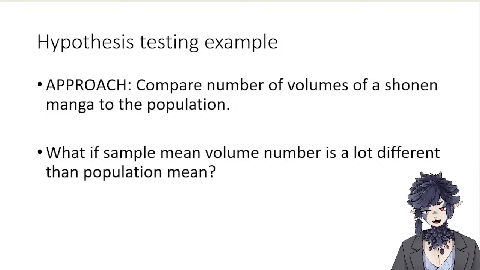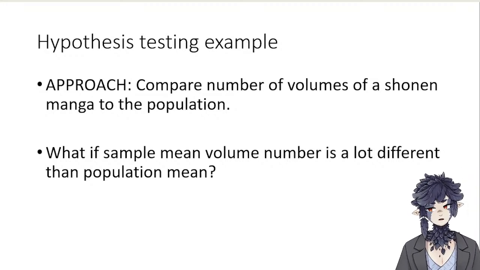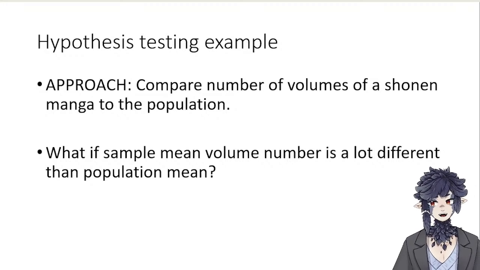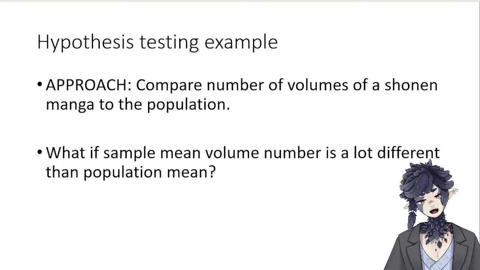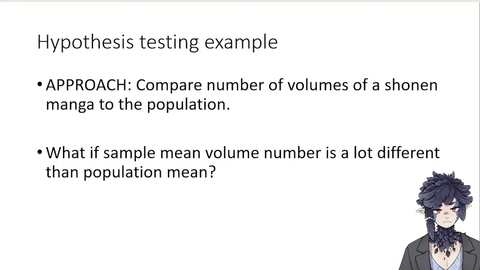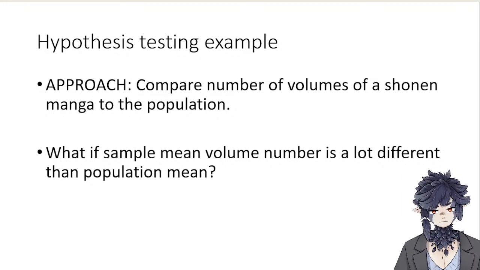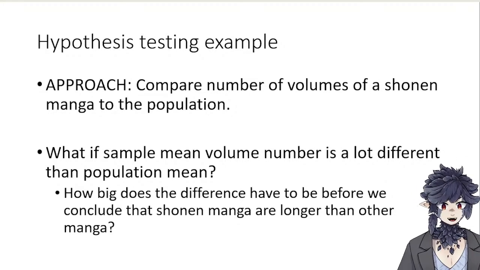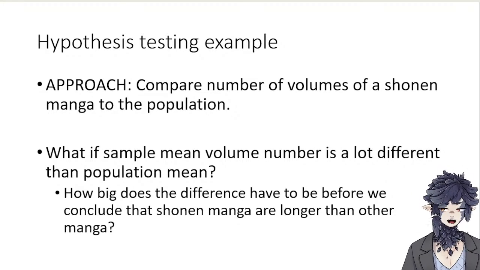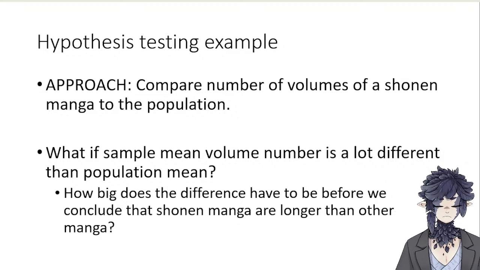Anyway, let's say the sample mean volume number of shonen manga is a lot different from the population mean. The average shonen manga has like 50 volumes, and the average manga in general only has 20. Well, at that point we could probably conclude there's a difference, but how big does that difference have to be before we start to conclude that shonen manga really is longer on average?